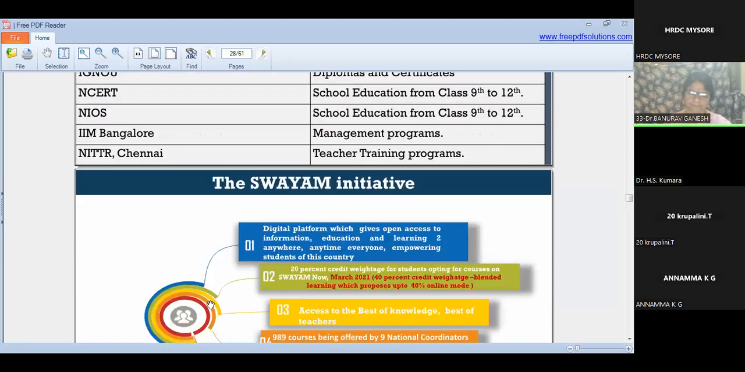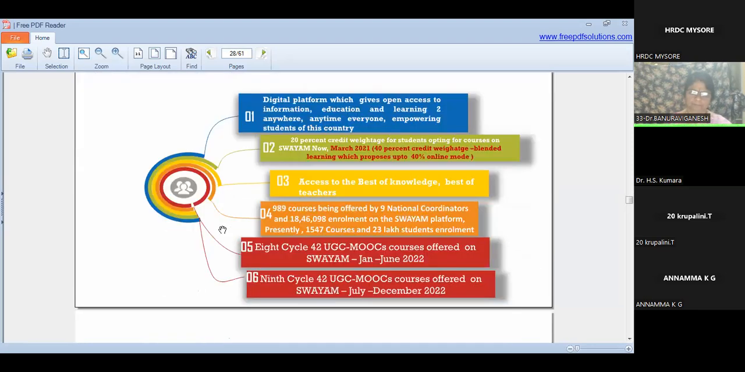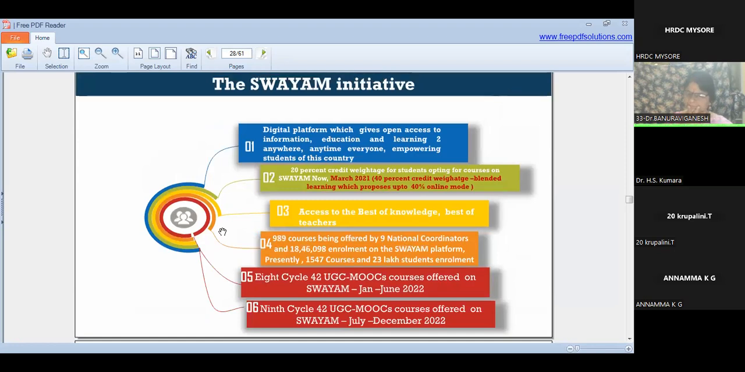Then, as an understanding of the Swayam initiative, because we are already a digital platform, something we need to remember is that in 2016 there were guidelines for the UGC credit framework for online education under the Swayam platform. They give 20% of the credit weightage for students opting for courses on Swayam.